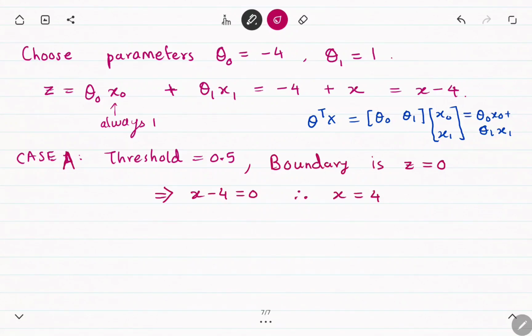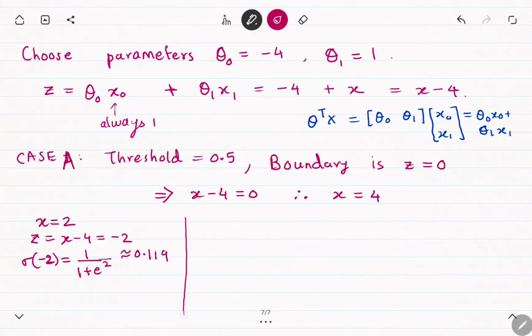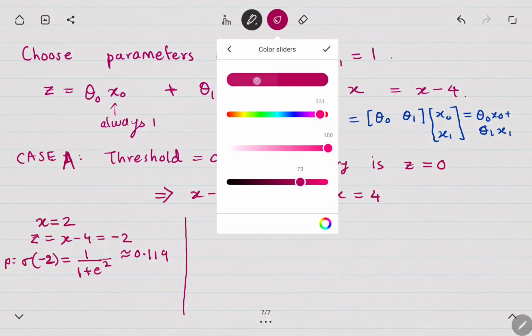Now let us compute the probability at three values. Let's say if x equal to 2, then z equal to minus 2. So probability equal to sigmoid of minus 2, which is 1 upon 1 plus e raised to minus of minus 2, which is approximately 0.119. This is below 0.5, so it is class 0.